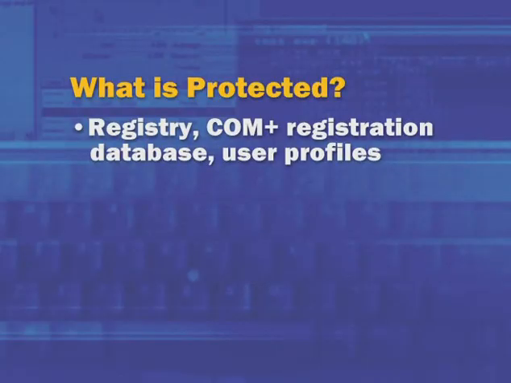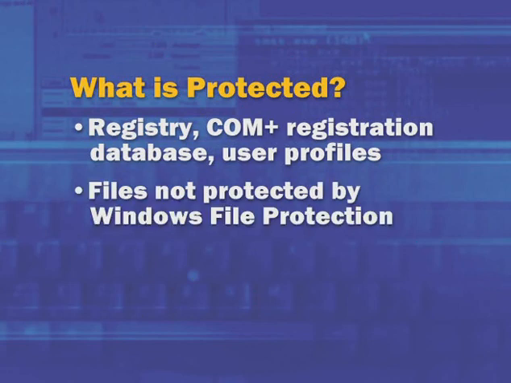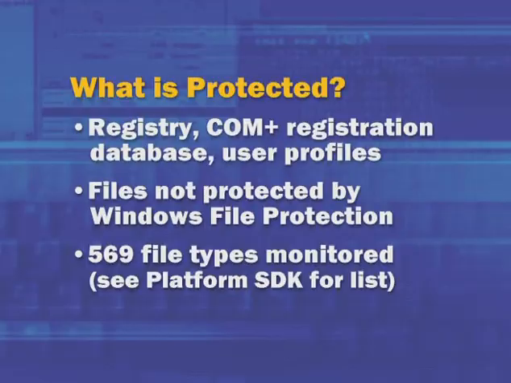Good job, Mark. So when you take a system restore point, Windows automatically snapshots a number of databases, including the registry hives, the COM+ registration database, and user profiles. It also makes copies of certain files not protected by Windows File Protection, and then it starts monitoring a number of file extensions across all the volumes on your system. Specifically, 569 file types are monitored, and when System Restore sees a change about to take place to a file with one of these extensions, it makes a backup copy that it can later restore to.